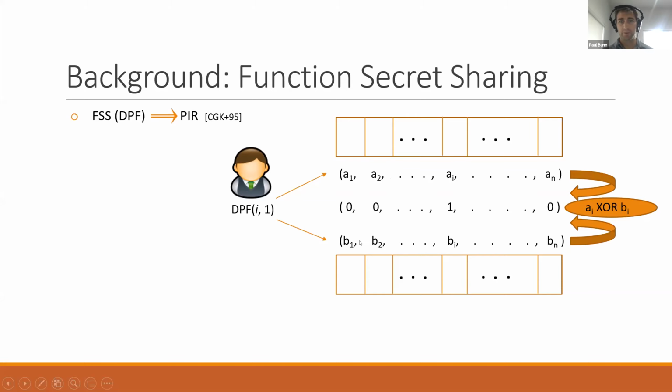server's shares are all the B's. And DPF gives you the property that if they were to XOR their shares, it would be 0 everywhere except for a 1 in the ith position. And now each database can perform a dot product of their share of the DPF function with the corresponding element of the database, and send the result of that dot product back to the client. And the client can just XOR these shares together, and you'll have the property that there's cancellation everywhere except in the ith component. So that's how DPF can give you PIR.